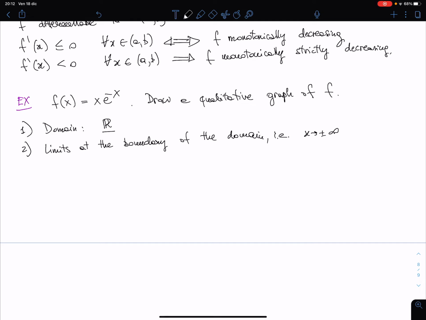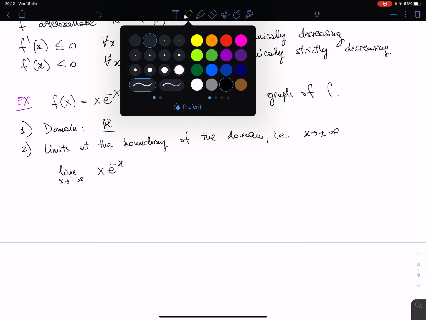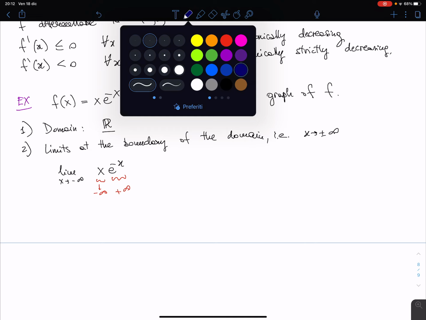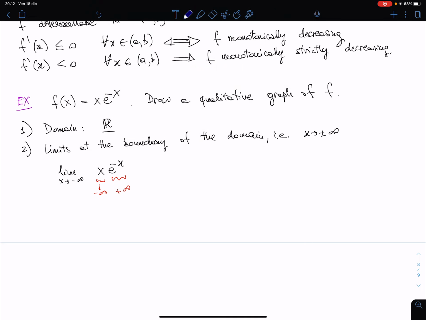So first, the limit for x going to minus infinity of x e to the minus x. So x goes to minus infinity. E to the minus x, when x goes to minus infinity, goes to plus infinity. So the product of minus infinity and plus infinity is, in the algebra of limits of divergent functions, equal to minus infinity.